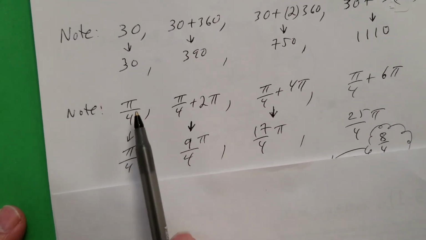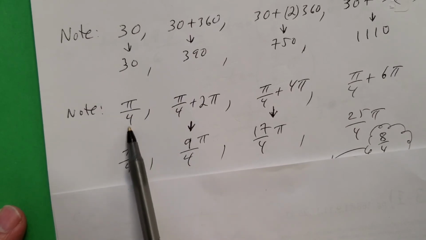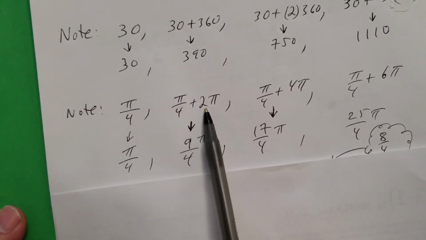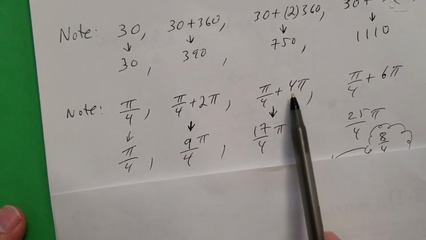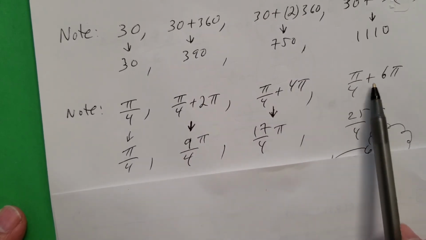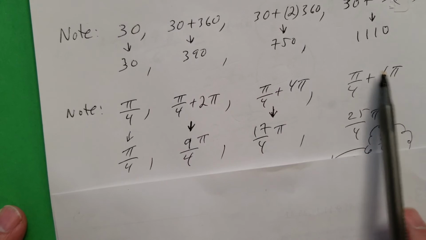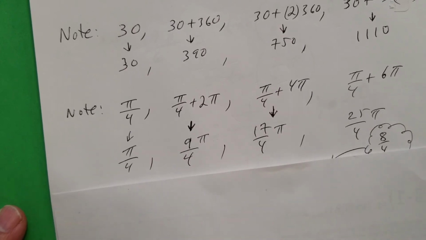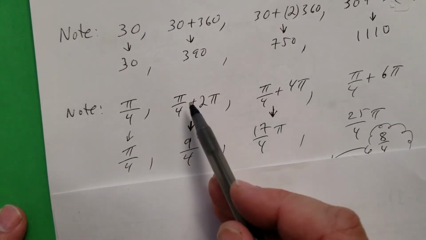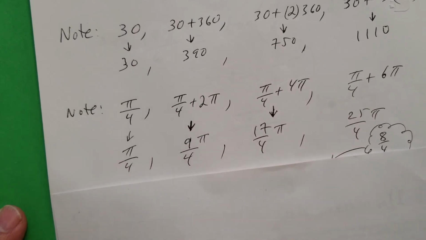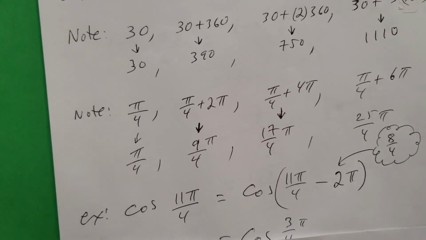And of course, you've got to be able to do fractions. So pi over 4, plus a circle is plus 2 pi, plus 2 circles is plus 4 pi, plus 3 circles is plus 6 pi, and you've got to be able to put those together, okay? Pi over 4 plus 2 pi is 9 pi over 4, etc. So here's an example.